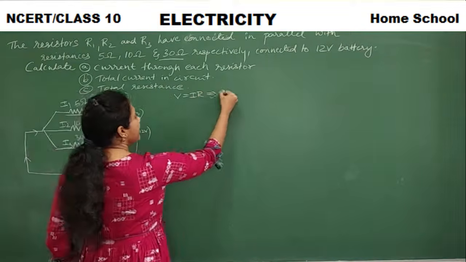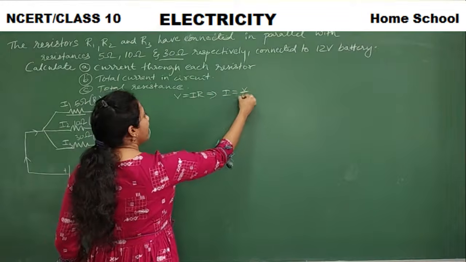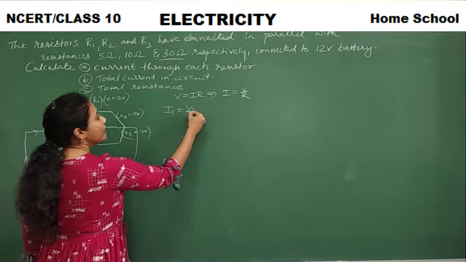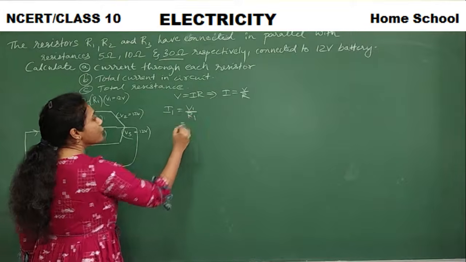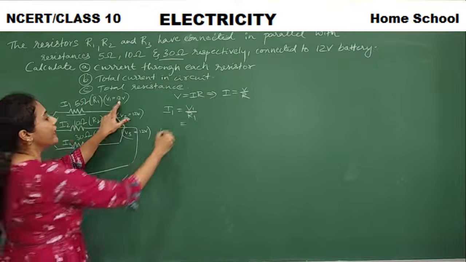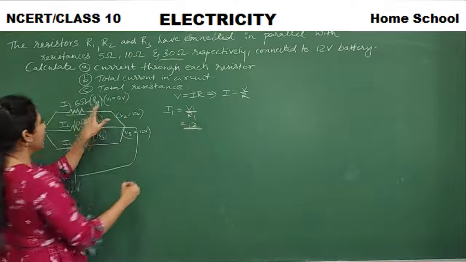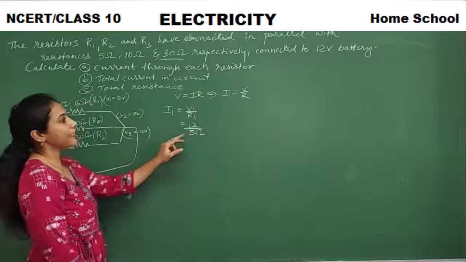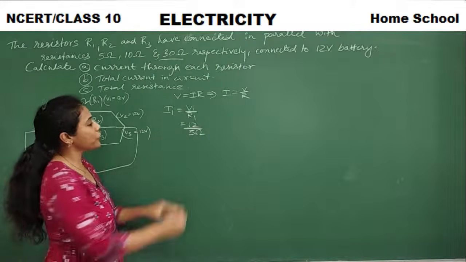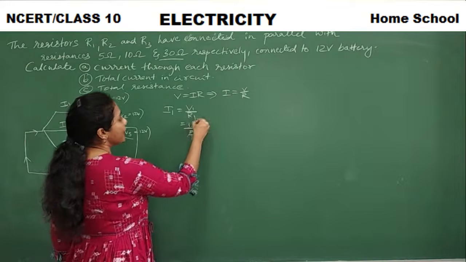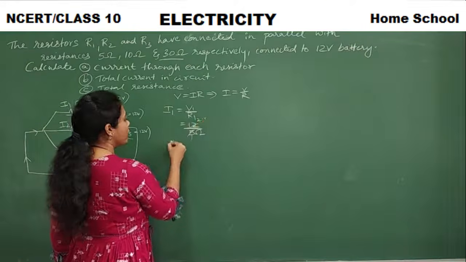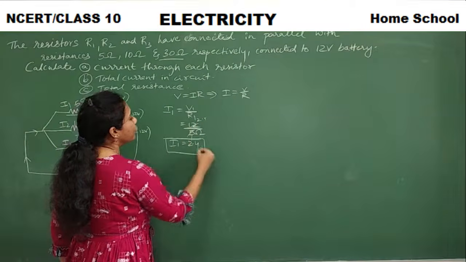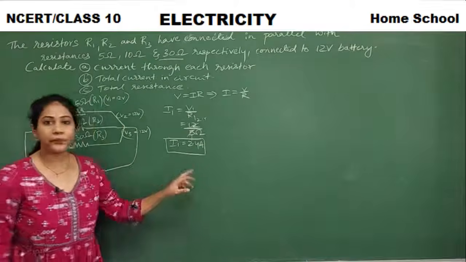We can also write it as I is equal to V by R, right? So let us calculate I1 is equal to V1 by R1. What is V1 here? 12. Voltage is same. And what is R1 here? 5 ohms, isn't it? So how much do you get? 5 ones are and 5 twos are, so 2.4. So I1 is equal to 2.4 amperes, isn't it?